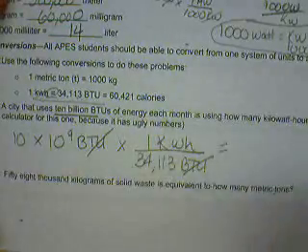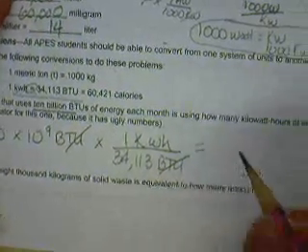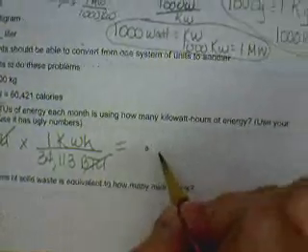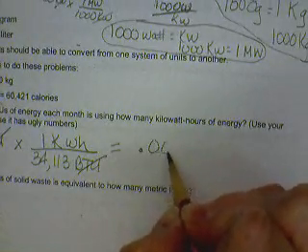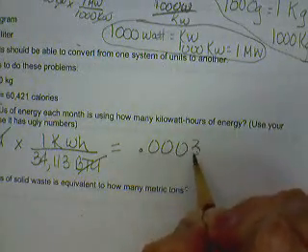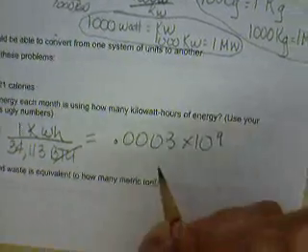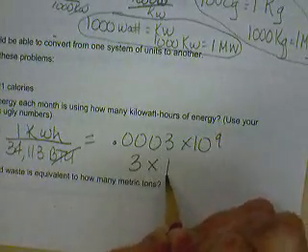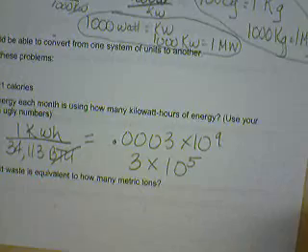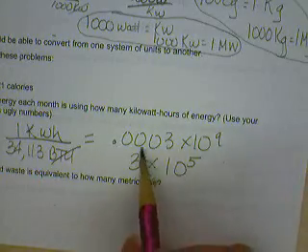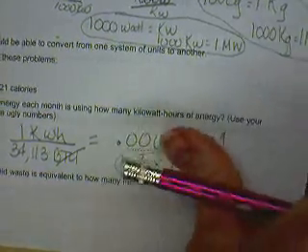So when you use a calculator to divide this out, because again it is really ugly math, you end up with 0.0003 times 10 to the 9th, which in proper scientific notation is 3 times 10 to the 5th. And this is the correct answer.